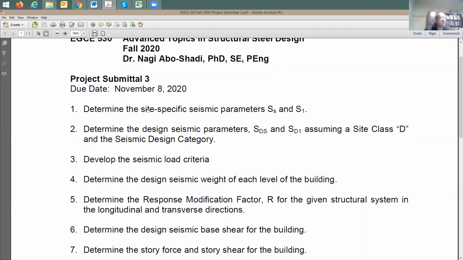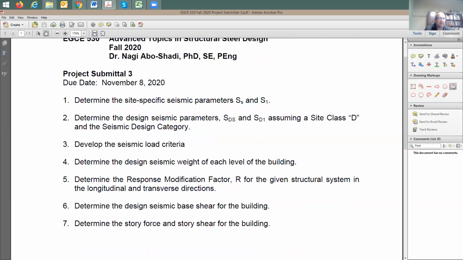So it says here, determine the site-specific seismic parameters SS and S1. I guess we discussed how to do this. And then you find out SDS and SD1, considering site class D. There are 2 site classes. One is called site class D and the other one is called site class D default. Please use just site class D. So be sure that you do it like this. Site class D, not the default. Also, I want you to figure out the seismic design category. You're gonna see it there in the code. We need the load criteria.